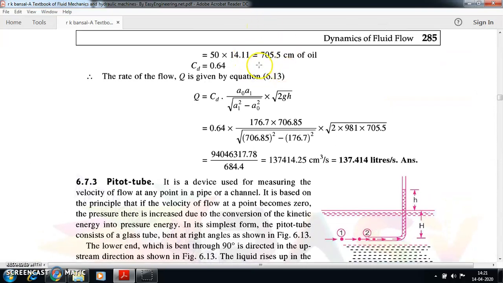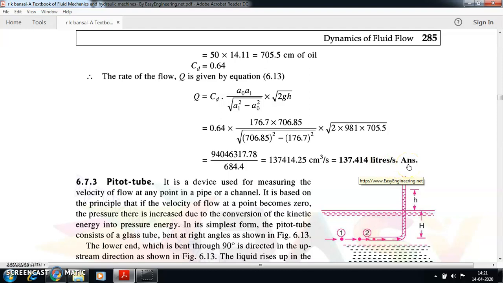So you are getting the H value as 705.5 centimeter of oil. This H value should be with respect to the liquid which is flowing through the pipe. Very important. You are going to get it like that only. Don't worry about that. So convert it into meters. Let everything be in SI unit. So CD, substitute A0, the A1 value, root of 2gH, H value substitute, root of A1 square minus A0 square, do the simple mathematical calculation, convert everything in liters per second. So you will get it around 137.414 liters per second.